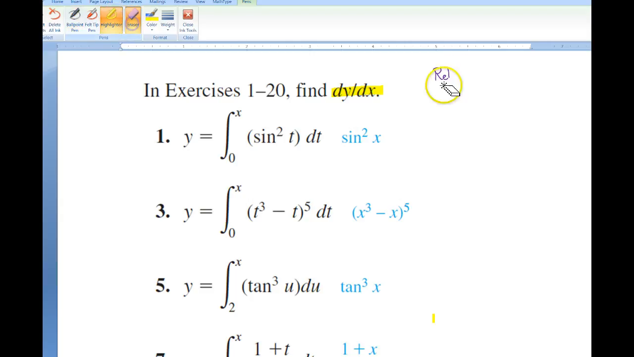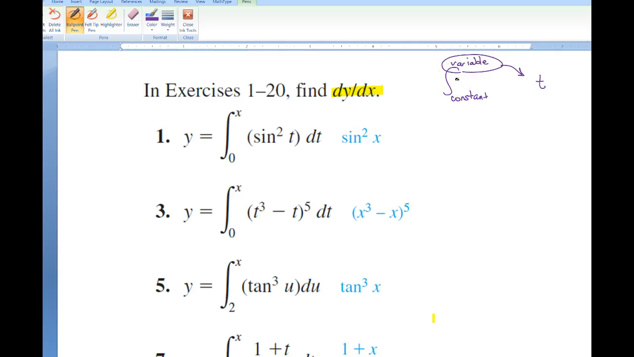Actually, let me rewrite this. There are 3 things that we have to do. Step 1, make sure the upper bound has the variable and the lower bound is a constant. So this should be a constant here, and the upper bound should be the variable. That's the first thing we want to make sure. Then step 2 is we're going to take whatever the variable is and substitute that in for t.